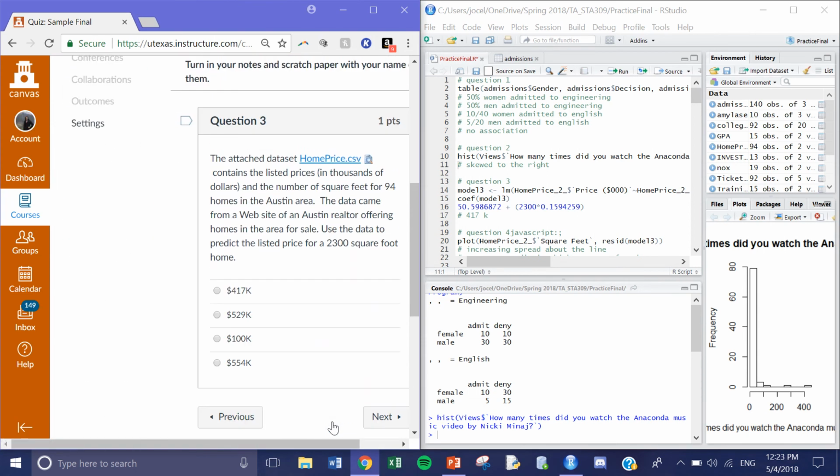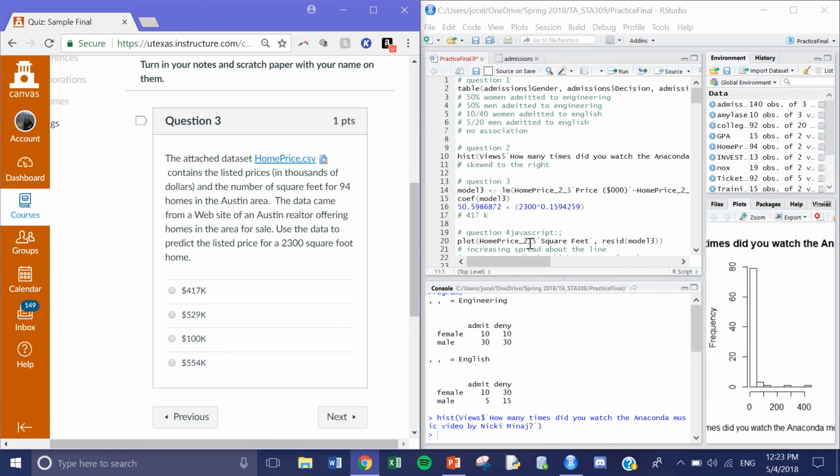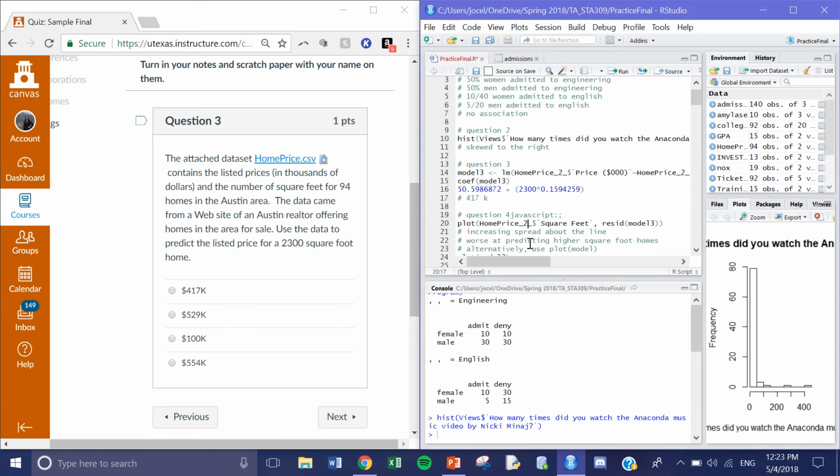Question number 3. The attached dataset homeprice.csv contains the listed prices in thousands of dollars and the number of square feet for 94 homes in the Austin area. The data came from a website of an Austin realtor offering homes in the area for sale. Use the data to predict the listed price for a 2,300 square foot home. So we're trying to predict price given square foot.